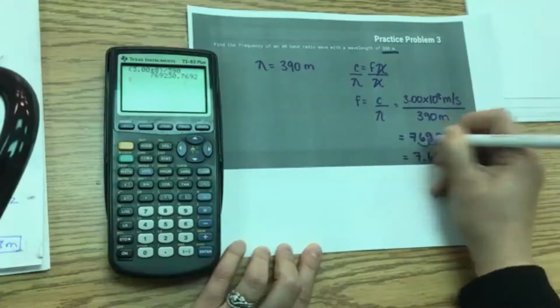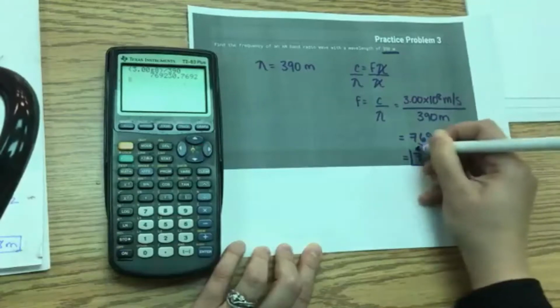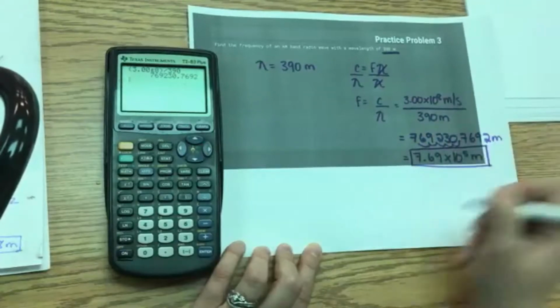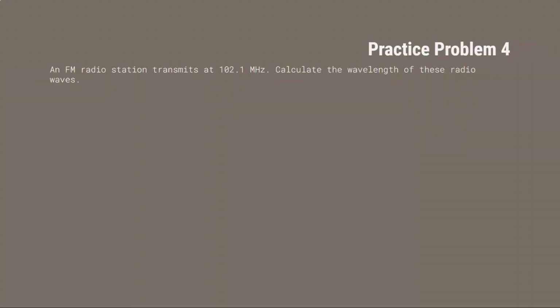Again, I'm going to put it into scientific notation to make sure that I have the correct frequency, and I accidentally wrote meters. So again, for that last one, guys, please ignore the mistake. I wrote meters instead of hertz. We were solving for frequency.